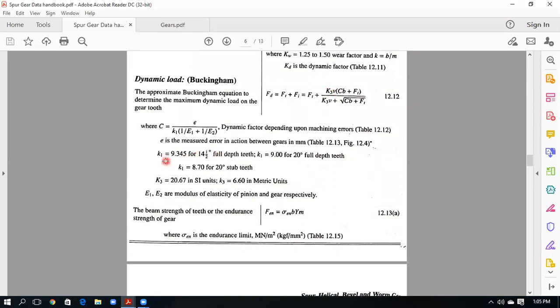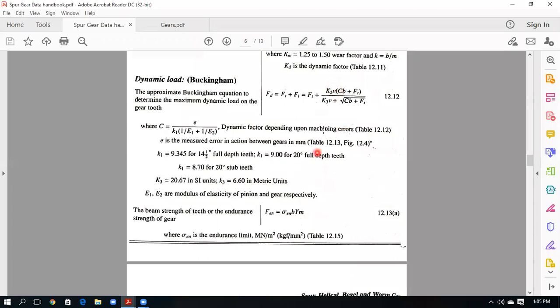The K1 value depends upon the alpha value. Alpha value is given as 20-degree full depth teeth, therefore K1 value will be 9. K1 value will be 9, and K3, as it is an SI unit, K3 is equal to 20.67. And velocity is already calculated.